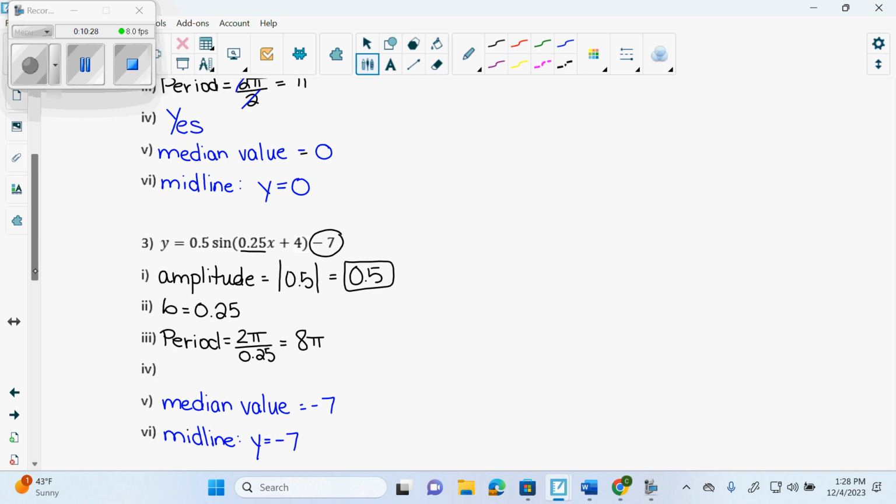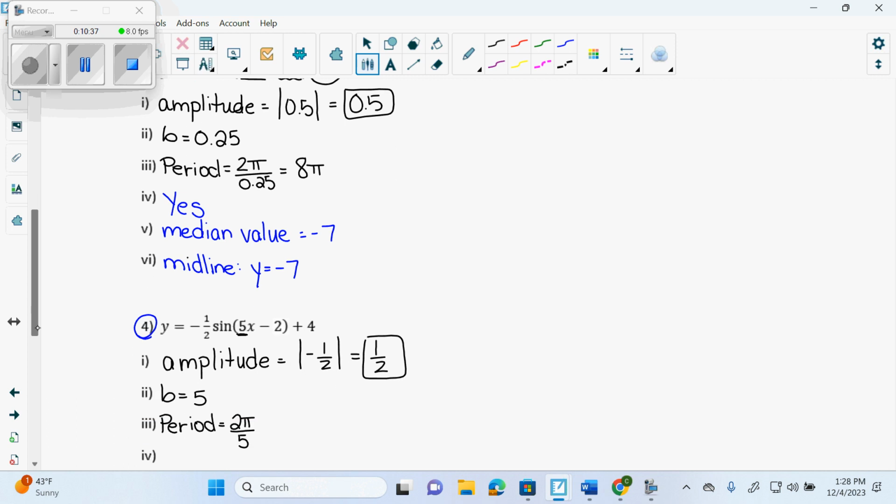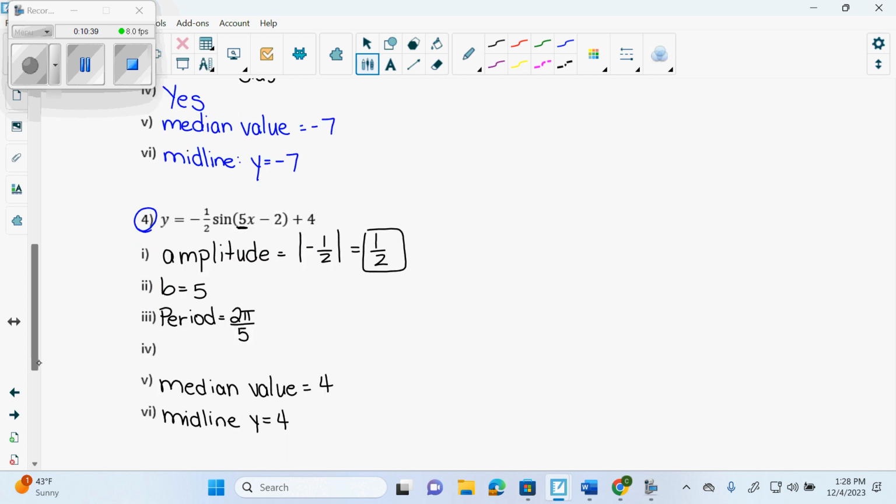All right, does this one have a C value? Yeah, it's +4. So is there a horizontal phase shift? Yes. What about this 4? Is there a horizontal phase shift? Yeah, there's a C value, so yes.